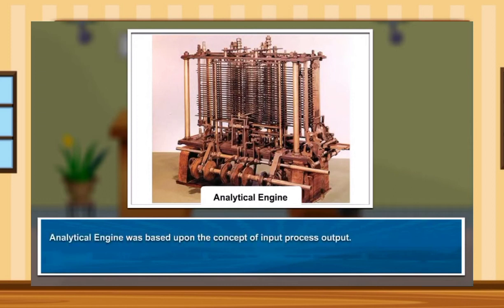Analytical engine was based upon the concept of input-process-output. This machine was powered by a steam engine. The inputs were provided through punch cards and output had a printer, plotter, and a bell.